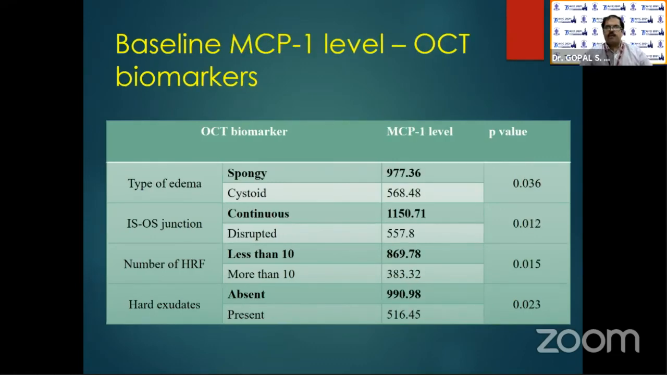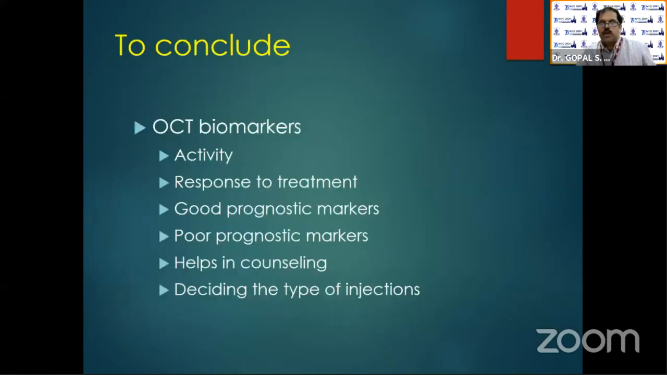What about MCP-1? Spongy is double that of cystoid, and continuous ISOS junction is double. High reflective foci less than 10 is about 3 times, and hard exudates, if absent, it's about double. MCP-1 is also protective. So I tried to correlate the pathology or etiologic factors with the OCT biomarkers, which we can very easily interpret, and we can say that there is a significant correlation. To conclude, let me say that OCT biomarkers tell us the activity.